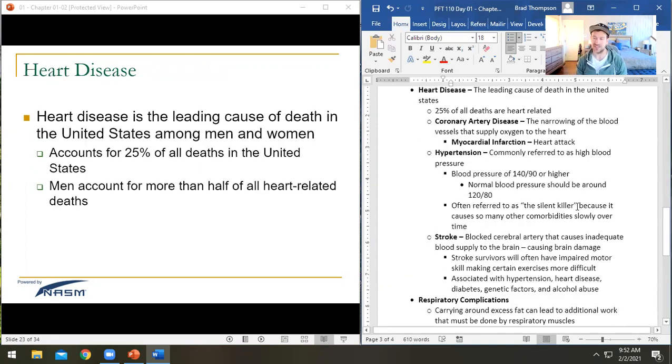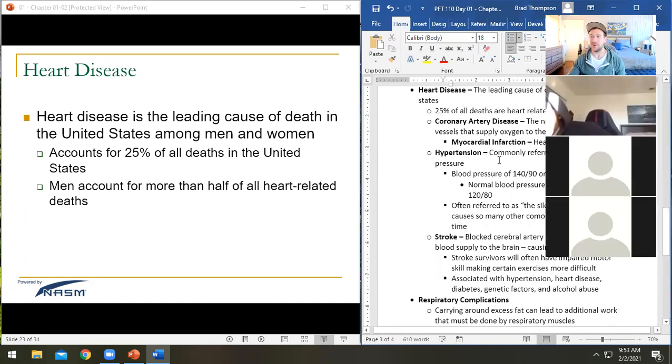Looking at heart disease. Hopefully I didn't scare anybody out of this career where you're like, I don't want to deal with feet. Yeah, I didn't think I wanted to deal with feet either. But you know what? You end up where you're going to do the most good.